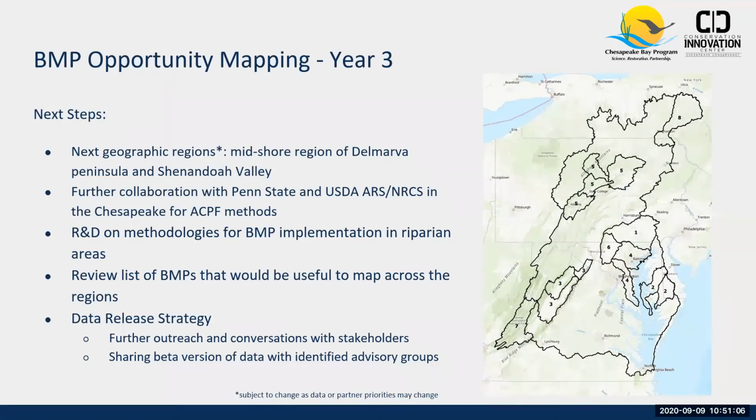And then as mentioned before, we want to be careful about the data release strategy, continuing to discuss with stakeholders both across the watershed and specific to different regions and states. And then initially we'd like to share beta versions of this data with identified advisory partners and groups in order to get that initial feedback. And because this process is semi-automated, we do plan to revisit previous regions that we've already completed in order to further refine the results. Next.